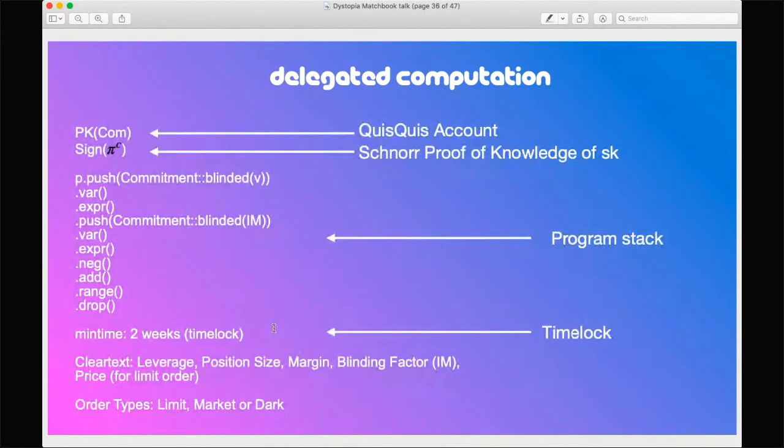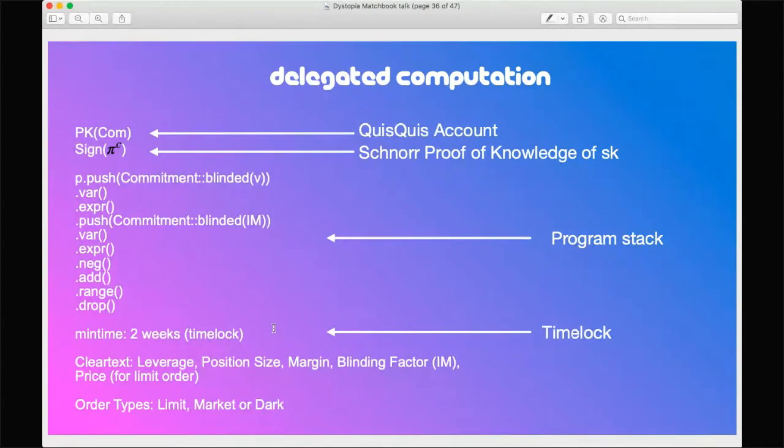I also saw there were a bunch of cryptographers this morning in the chat, and I was not prepared for a technical talk. So this is the 4th slide in there. So if you are interested in this, the public key and the commitment is coming from the QuickBooks account format. Then there's signature, which is a Schnorr proof of knowledge of secret key. And then there's a program stack. Here you would be able to see that the initial margin is being committed on, converted into an expression, then negated, and then you add the expressions, and then you do a range proof on it. It's a very stack-based script-like approach.